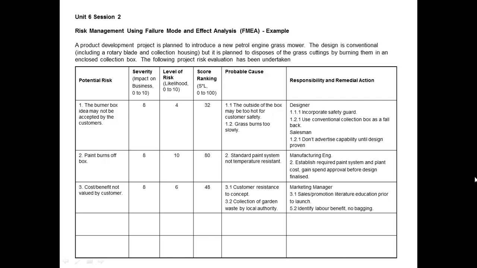So we would have to look at what sort of paint would be required. Could we use it on our existing paint plant? What would it cost to introduce?